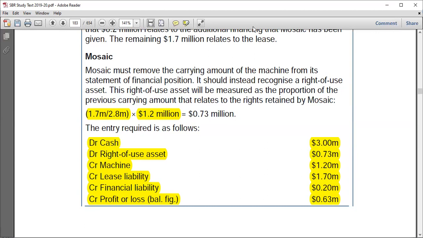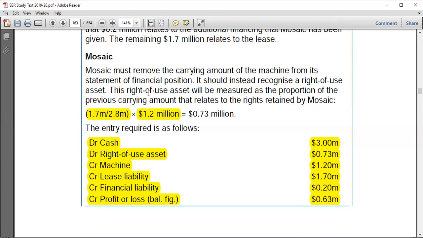Now, let's presume that the question said we sold for 3 million, but the fair value was 2.8 million. Now, suppose we sold for 2.8 million, but the fair value was 3 million. That means you had sold for a lesser amount.